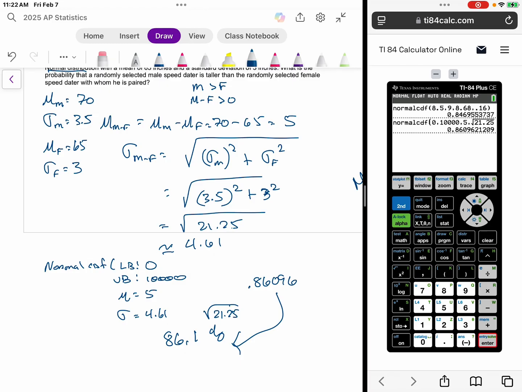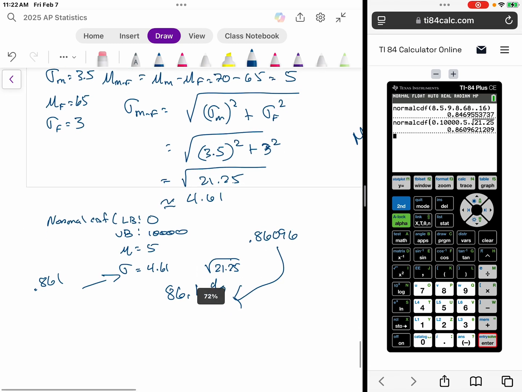When I did this in my notes and used 4.61, it gave me 0.861. It almost did the rounding for me. So by using the square root, it gets us a little bit more accurate, especially with some of the other stuff we're doing with confidence intervals and some of our other things. We want to be more accurate as we do it.